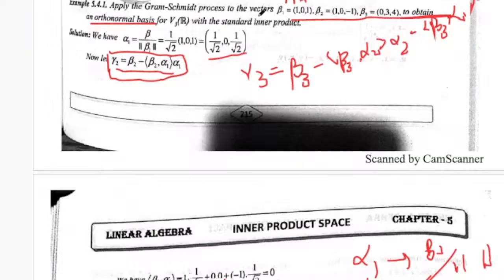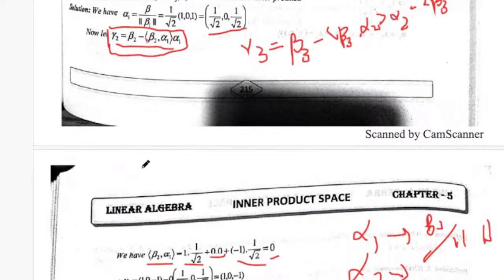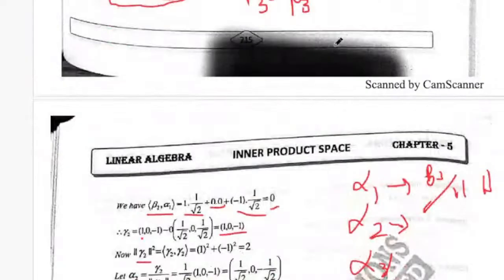Hence alpha 1, alpha 2, alpha 3 are (1 by root 2, 0, 1 by root 2), (1 by root 2, 0, minus 1 by root 2), and (0, 1, 0). This will form the orthonormal basis of V3. That is, we are taking this as alpha 1. Alpha 1 is nothing but B1 by norm B1. So we are finding gamma 2 using this formula and taking its norm. We are dividing gamma 2 by norm gamma 2, and that will be alpha 2. And gamma 3 is given by this formula. By finding gamma 3 and dividing it by its norm, we will get alpha 3. These three vectors will form the orthonormal basis.